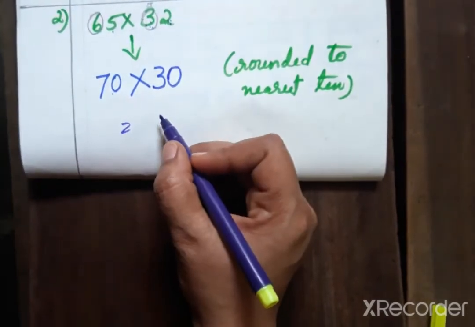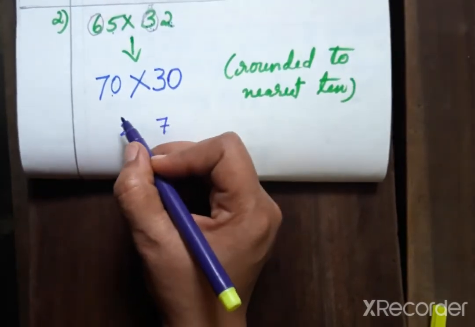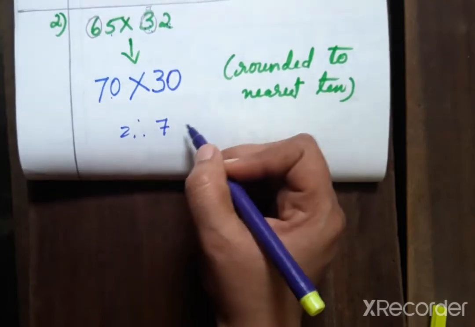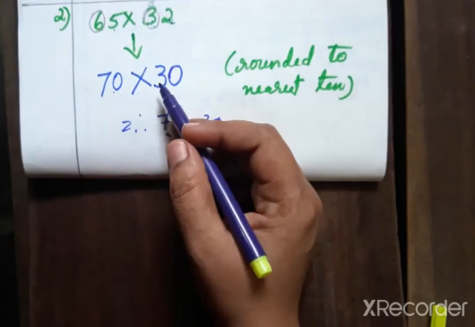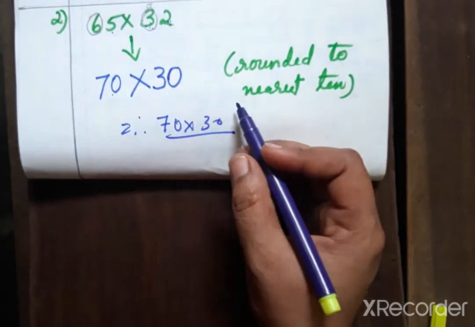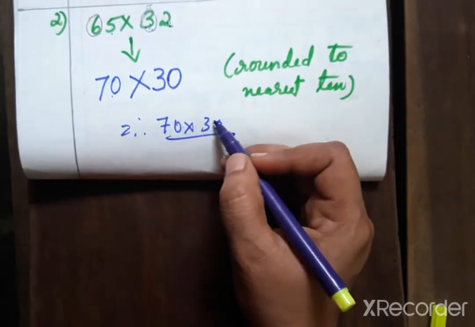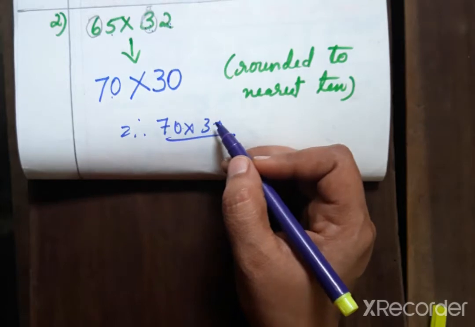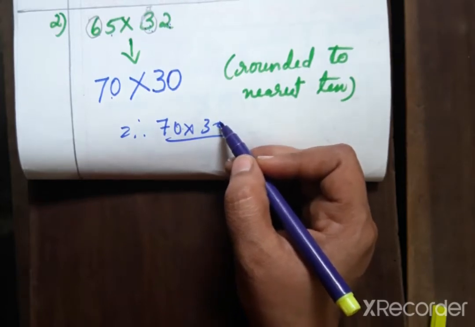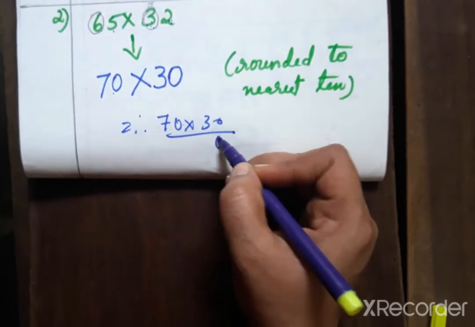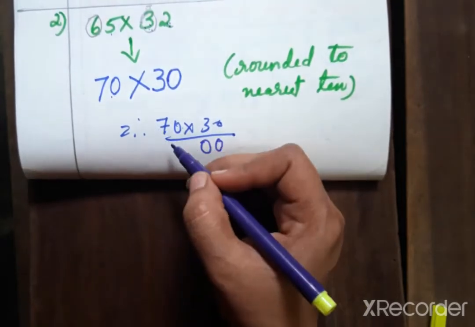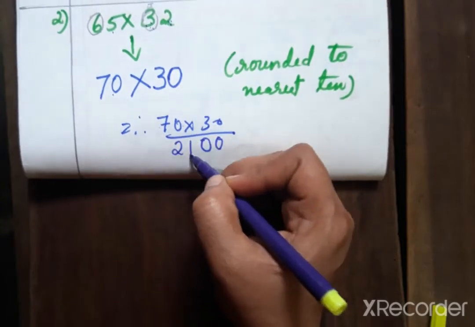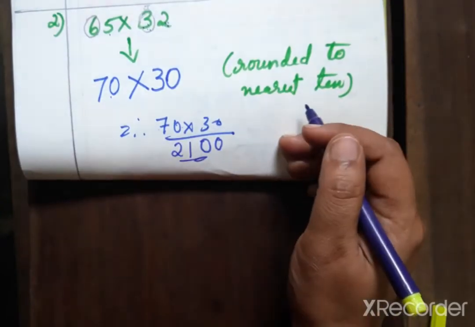Now we have to multiply 70 into 30. First we estimated the values; estimation is over. Now we have to multiply. The last digits are 0, which makes the calculation easy. Count the zeros and write them. 2 zeros are there. Write 2 zeros and multiply the numbers. 3 into 7, 3 sevens are 21. The answer is 2100.